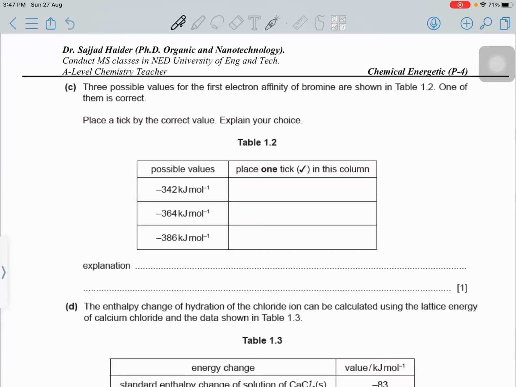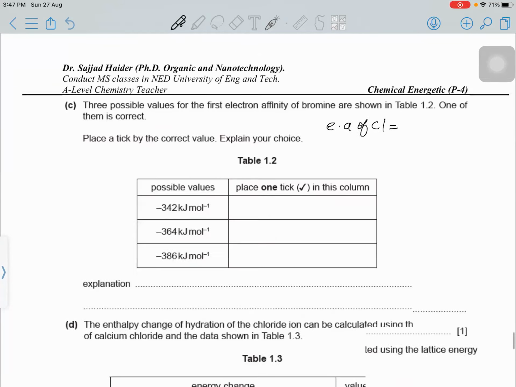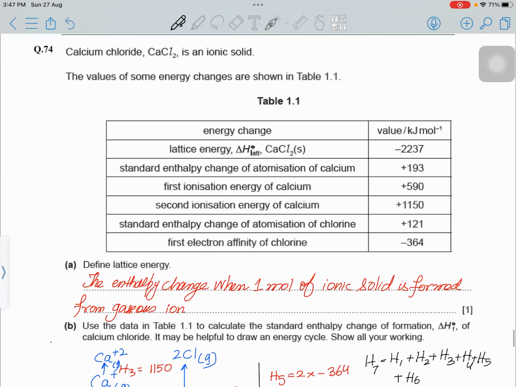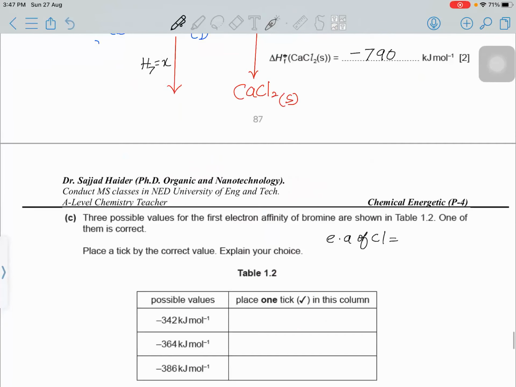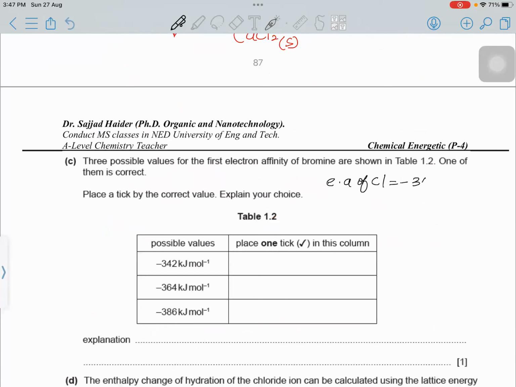Three possible values for the first electron affinity of bromine are shown in table 1.2. One of them is correct. Can you predict the electron affinity of bromine? So first look at the electron affinity of chlorine. Electron affinity of chlorine is minus 364 kilojoule per mole. So can you predict the electron affinity of bromine? Either it is equal to or greater than.